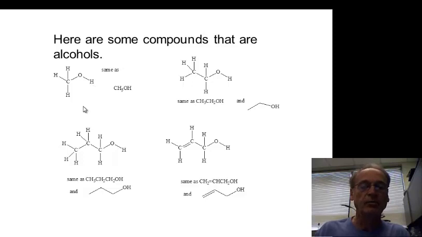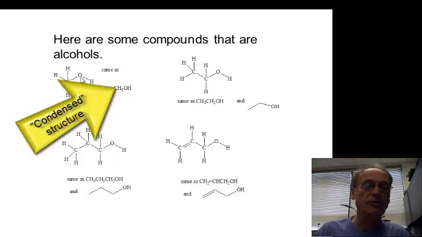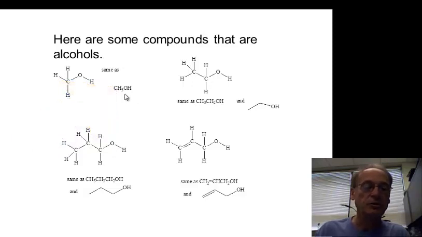Now, I want to show you how we draw some of these structures. This structure can also be drawn as CH3OH. Notice it's a carbon with 3 hydrogens and an OH, therefore it's drawn CH3OH. This is what's called a condensed structure. In a condensed structure, each carbon is listed individually in order, and then what's attached to it is listed, in this case 3 hydrogens and an OH group.